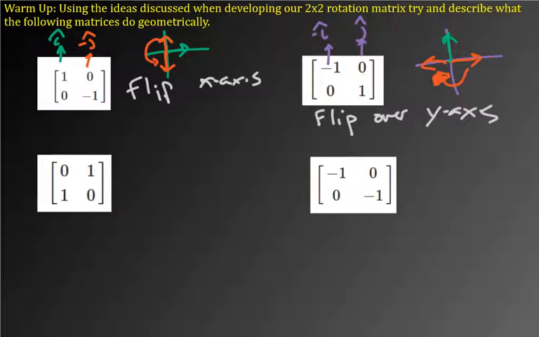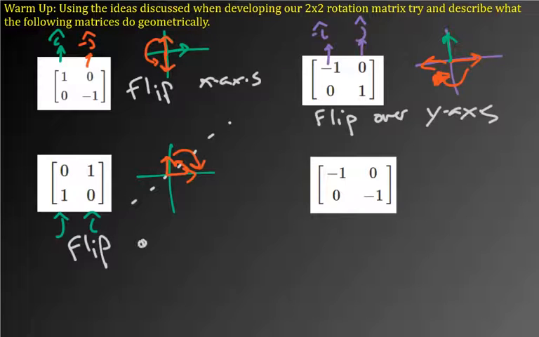Here, if you flip the two, so i hat is going to j hat, and j hat is going to i hat, right? In this case, this one moves over here, and then that one moves over there, right? You can see there's a line of symmetry that you're flipping over, and that matrix truly is a flip over the line y equals x.